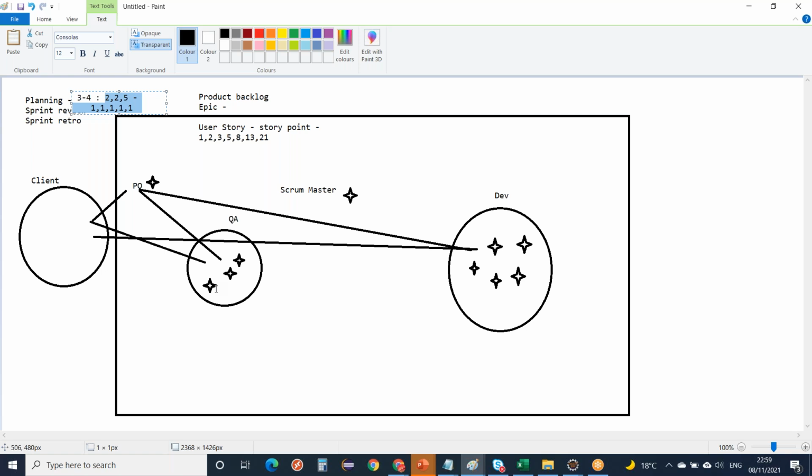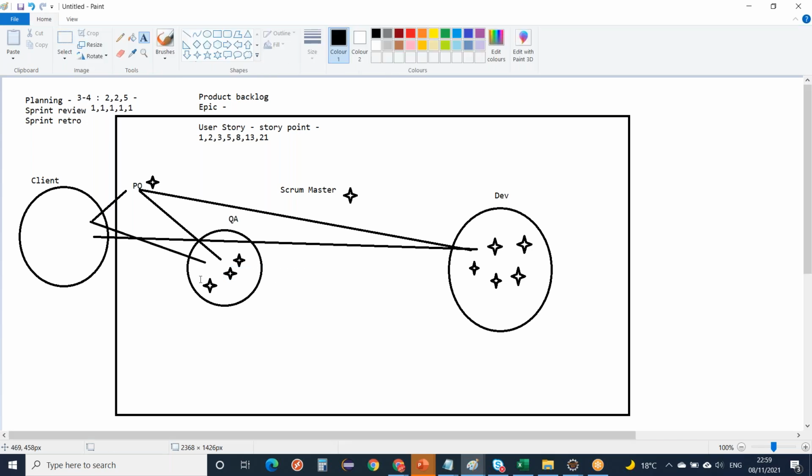QA, 3 people will give the pointers. First one gives 1 point, second one gives 2 points, third one gives 1 point again. For example, developers have given some 1, 2, or 3, 5 also. Okay, and then the Scrum Master will review all those points, whatever these 8 people have given. So he will ask, okay, why have you given 3, why have you given 1. That's how the meeting will go for an hour or 2 hours.